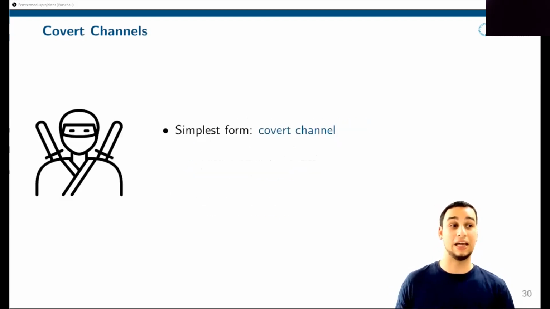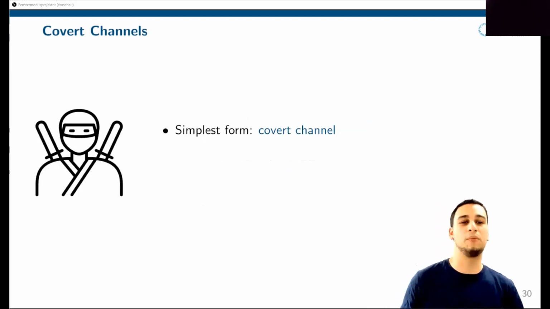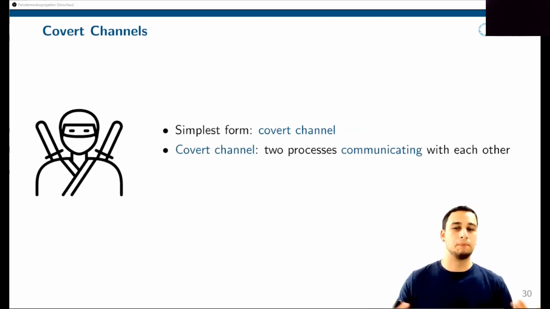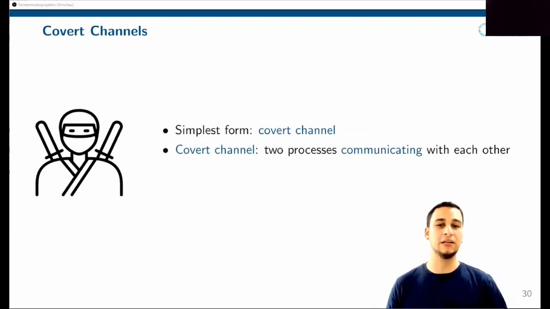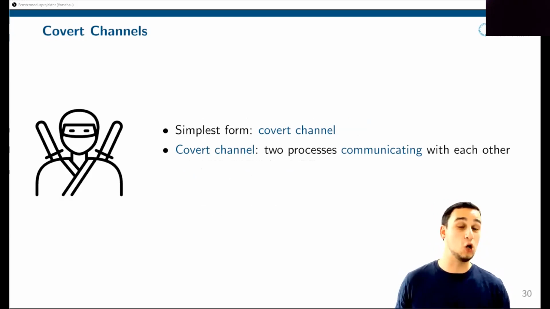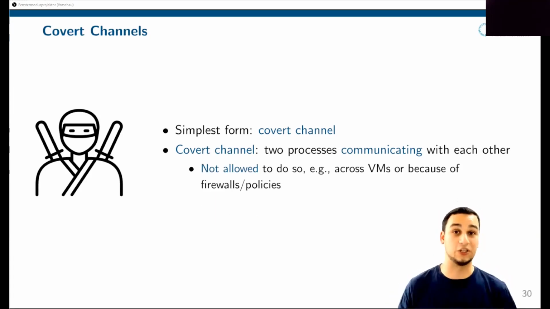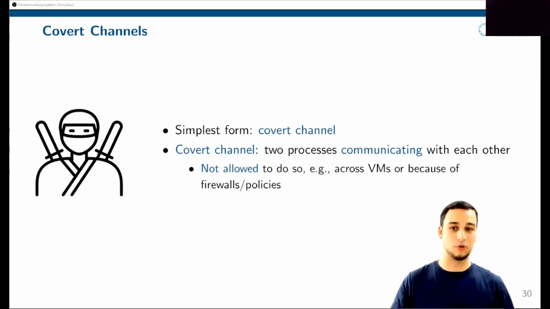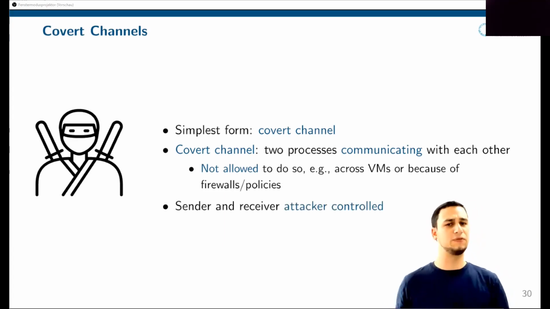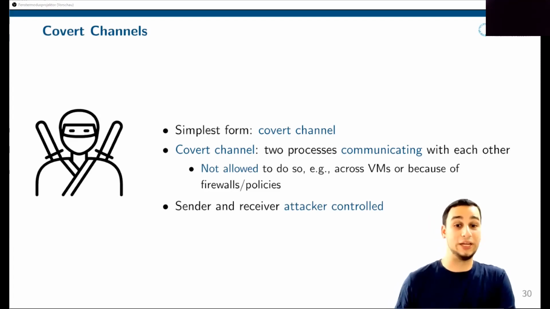And that's a covert channel. And that's a simple, really simple form of an attack. What is it? A covert channel allows two processes to communicate with each other, although they are not allowed to communicate. So there is no intended communication channel. There's no way, for example, because they are not allowed to do so, there are some policies, or there simply is no interface or a firewall blocking that, something like that. So we don't have a communication channel and we still want to communicate.